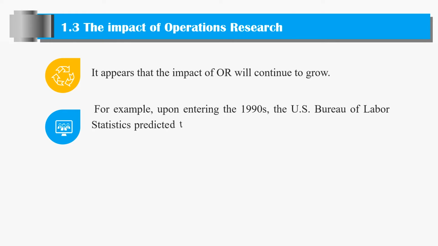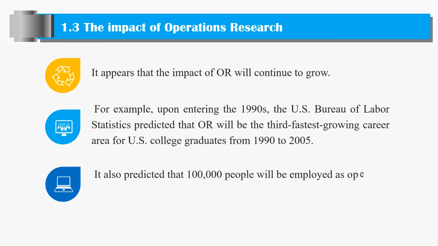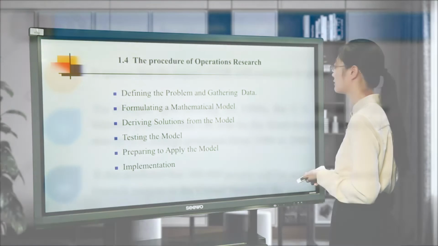For example, upon entering the 1990s, the U.S. Bureau of Labor Statistics predicted that OR will be the third fastest growing career area for U.S. college graduates from the 1990s to 2005. It also predicted that 100,000 people will be employed as operations research analysts in the United States by the year 2005.